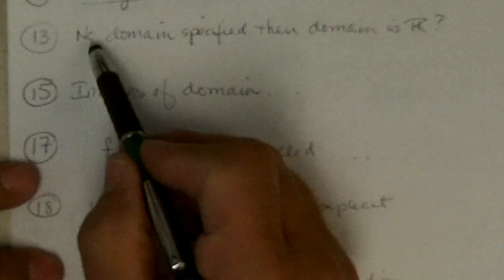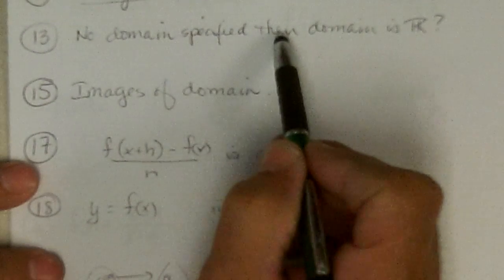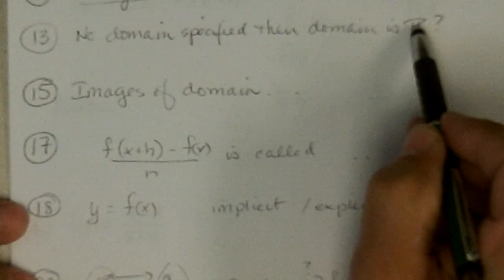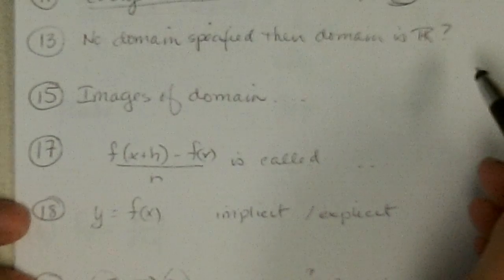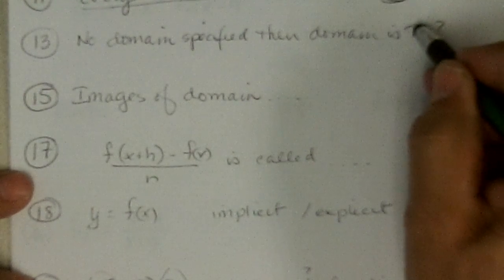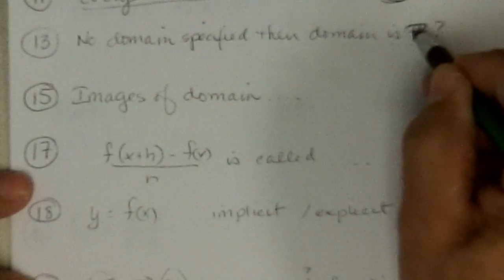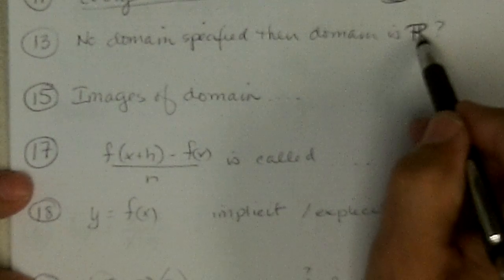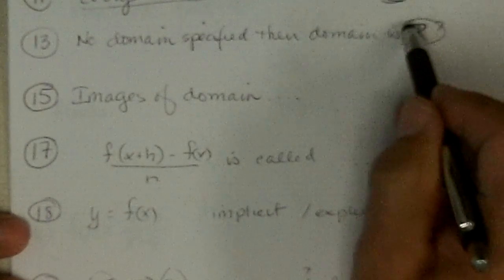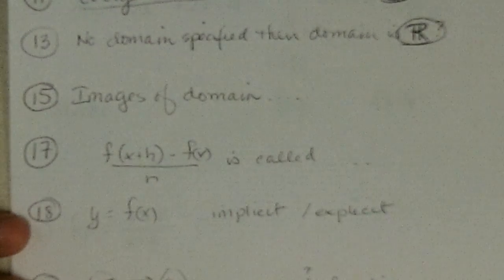13. If there's no domain specified, then the domain is all real numbers. All real numbers that we can plug into the function. So not necessarily all real numbers. We're going to try to do all real numbers, but if the function is undefined for some real numbers, then the domain would have to be restricted to less than the real numbers.